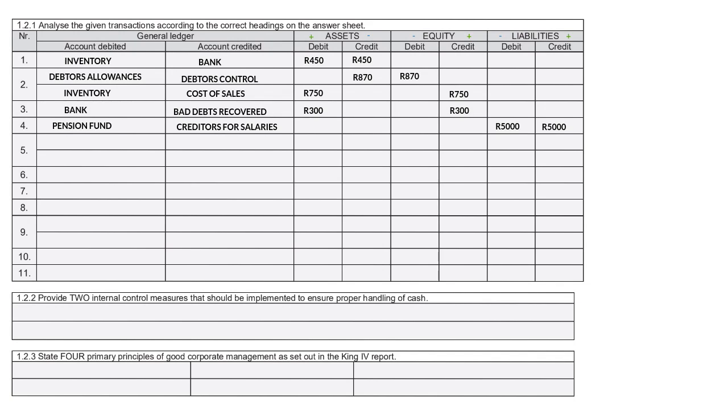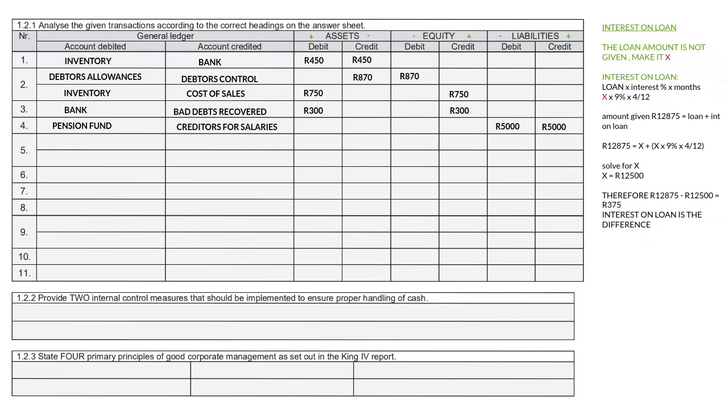So first of all, we're going to have to do an interest on loan calculation using a formula to solve for X. We know interest on loan, you always take your loan amount, you times it by the interest percentage times the number of months. So we're going to use that same formula, but instead of knowing the loan amount, we're going to call it X. So we're going to say X times 9% times 4/12. We also know that the amount given of 12,875 is our loan plus our interest on loan. So now we're going to put this all in one big equation.